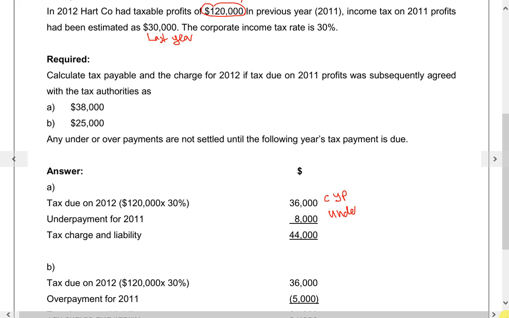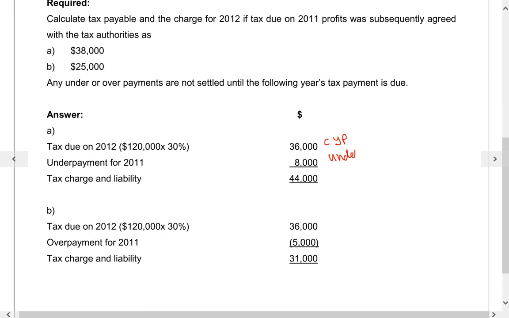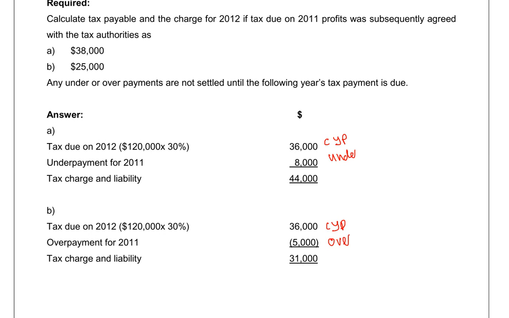Now the other case. My tax estimated last year is 30. The tax authority says my tax is only 25. Good, I provided 30, so I have over-provided 5. So this year provision is 36 minus 5. Done. Current year provision, that's it. Okay?